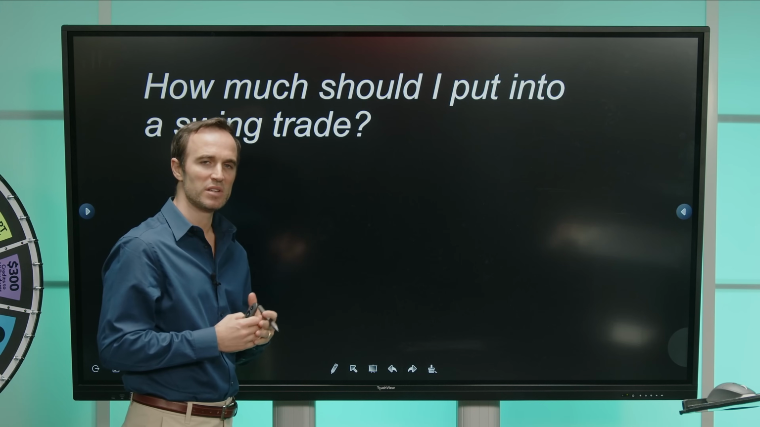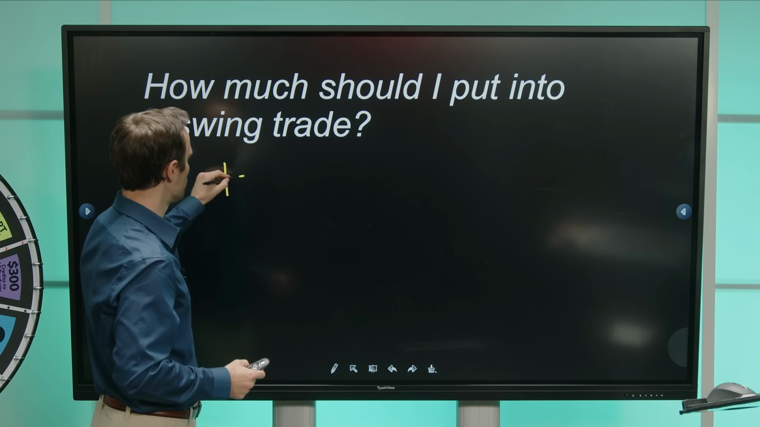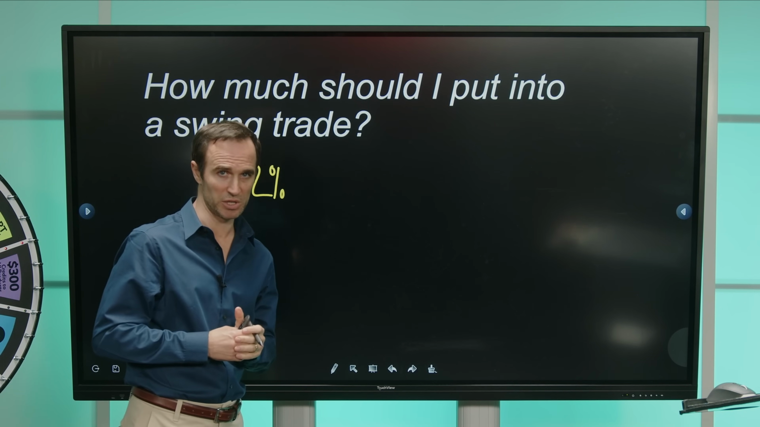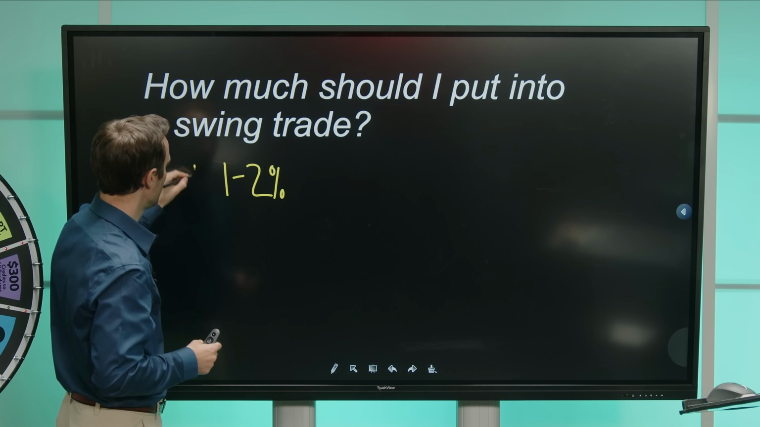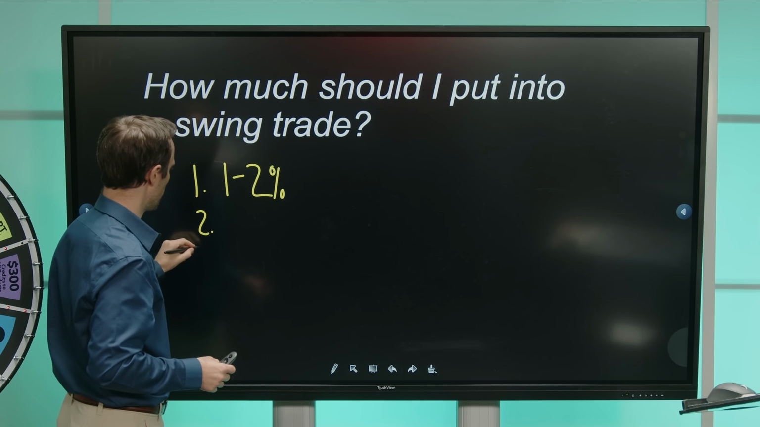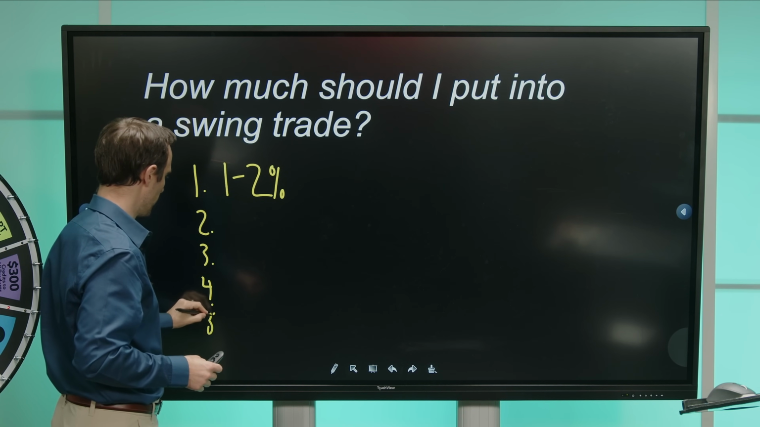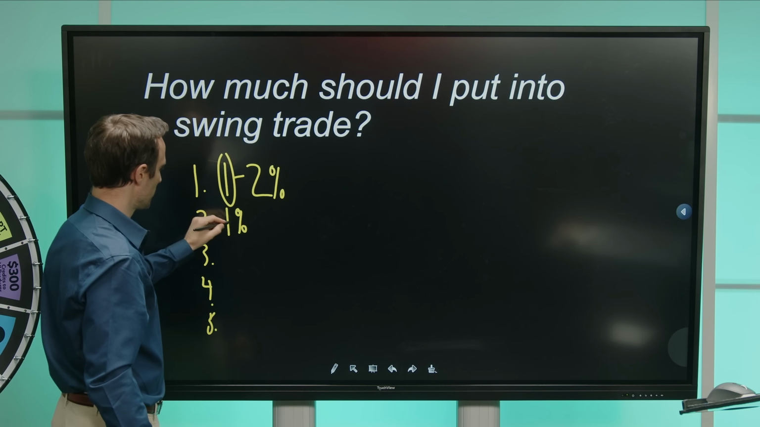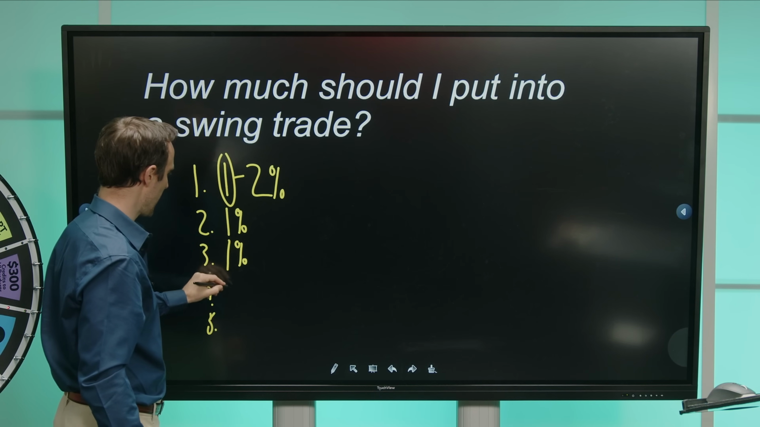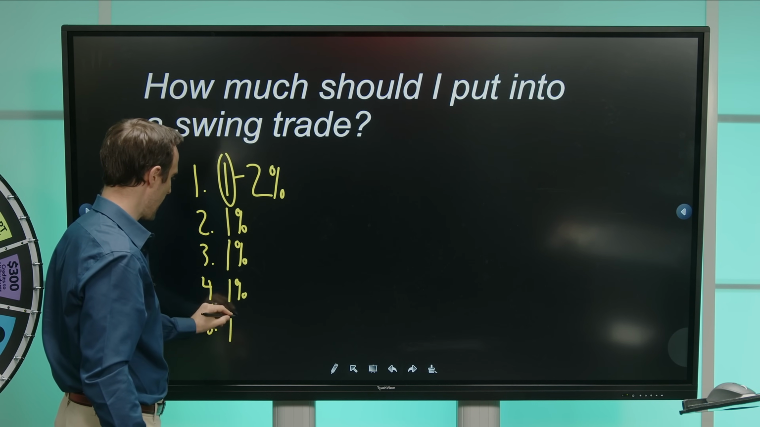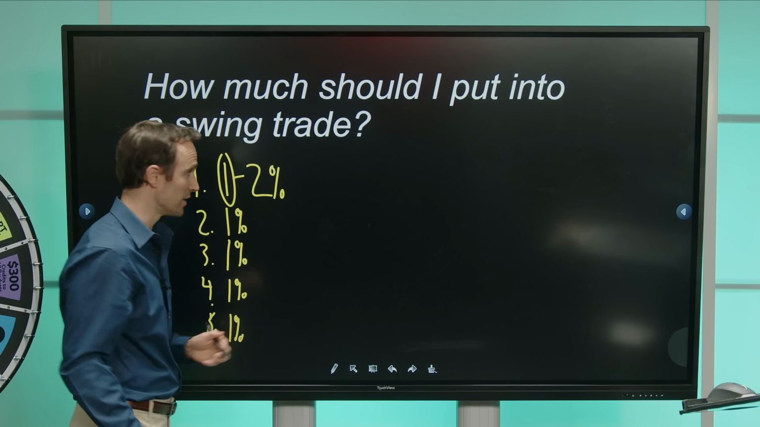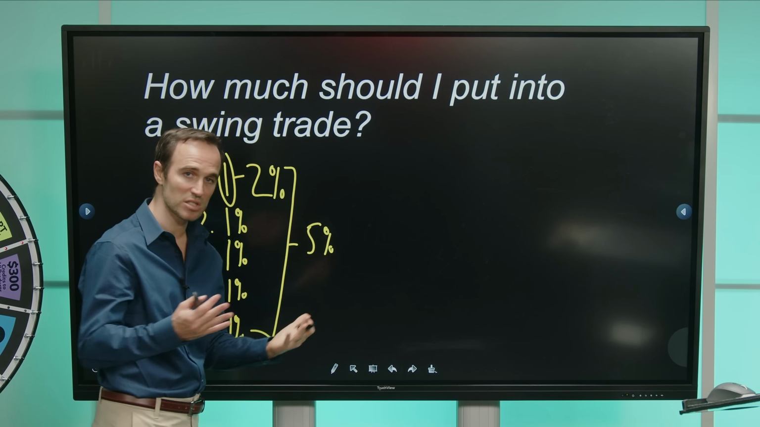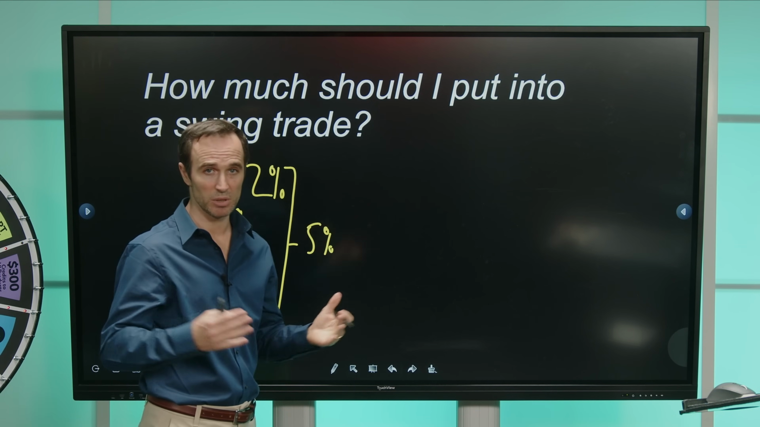In general, we tend to start with about 1 to 2% of our portfolio when we enter a swing trade. And let's say that we need to add 5 times. So these are all my different add points. Let's say we started with 1%, so 1% with our second add, 1% on our third add, 1% on our fourth add, and then 1% on our fifth add. So that gives a total of 5%. So it's a decent size of the portfolio, but it's not incredibly large.